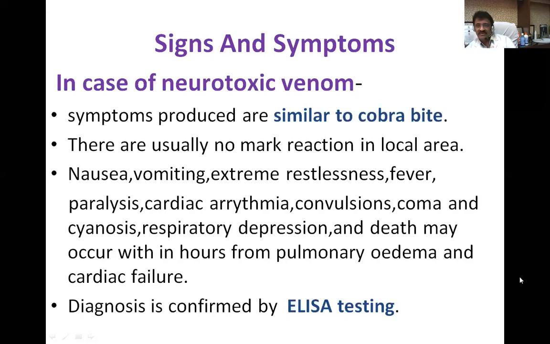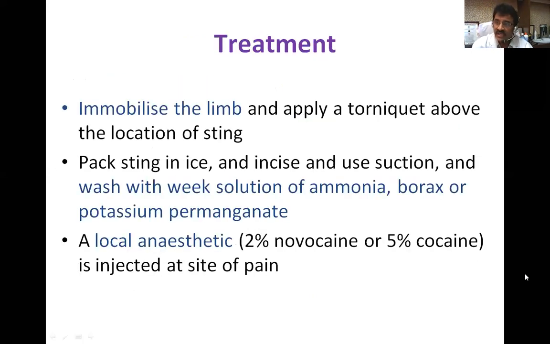Now just remember, neurotoxic venom of scorpions is similar to that of a cobra bite. And hemolytic venom of scorpions is similar to that of a viper bite. So these are the two types of scorpions which we have to remember depending upon the signs and symptoms, because from the body of the scorpion, you cannot diagnose whether this scorpion is neurotoxic or hemolytic. Only effects can be learned through a bite.